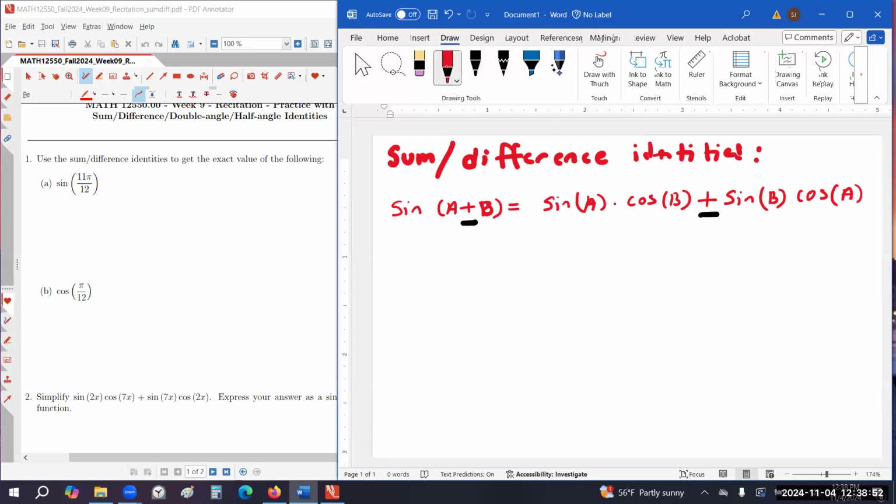Next comes sum and difference for cosine. Cosine of A plus B. Now, cosine is selfish. It doesn't want to share its angle with anyone. So it takes both angles. Cosine A times cosine B.